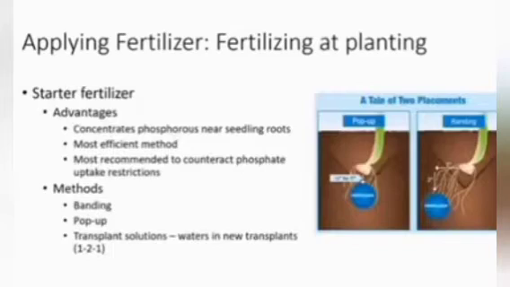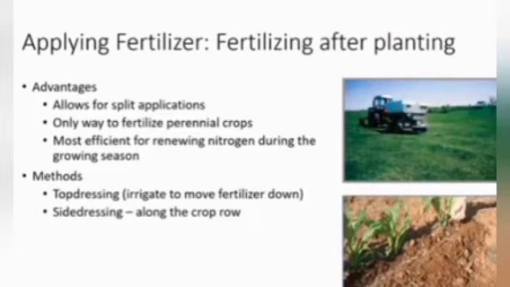Most typical. Fertilizing after planting allows for split applications and is the only way to fertilize perennial crops in the years after planting crops such as turf, orchards, or forages. Most post-plant fertilization focuses on renewing nitrogen during the growing season, which is the most efficient time to apply nitrogen to rapidly growing crops. Several methods are in common use.